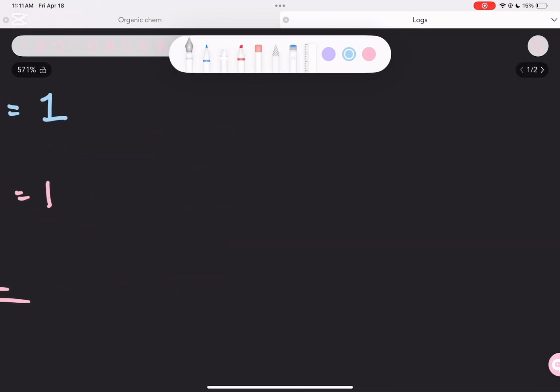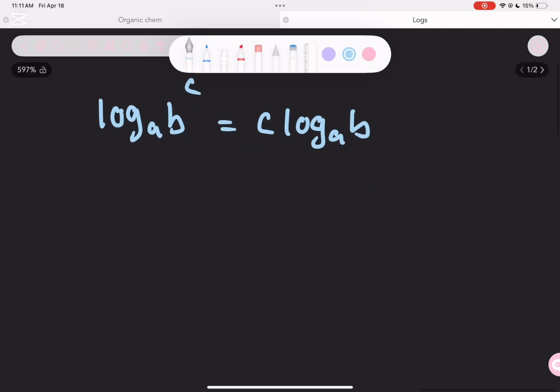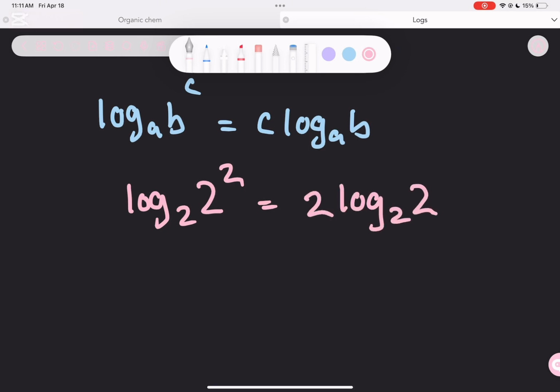And then there's this thing called the power law. It essentially goes like this: log base a of b to the power c. If your term has an exponent, you can move it down to become c log base a of b. This is just a rule, I guess. So say you have log base 2 of 2 to the 2. You could make that 2 log base 2 of 2. See what I mean? I moved this over here, and now it's over here.